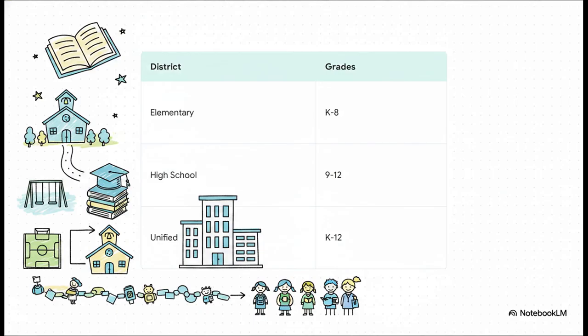You generally have three types of districts in California. You've got elementary districts serving kindergarten through 8th grade, high school districts handling grades 9 through 12, and unified school districts, which combine the whole shebang, serving K all the way through 12th grade.